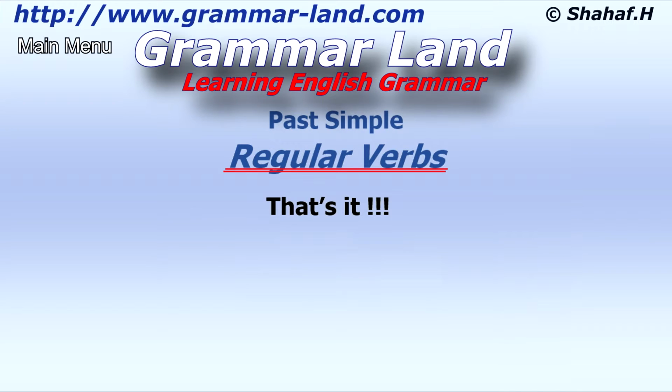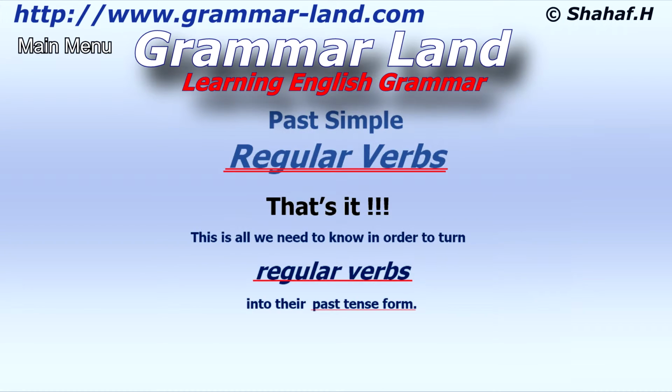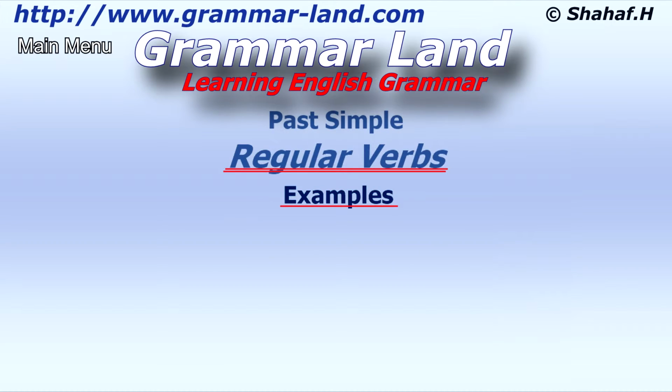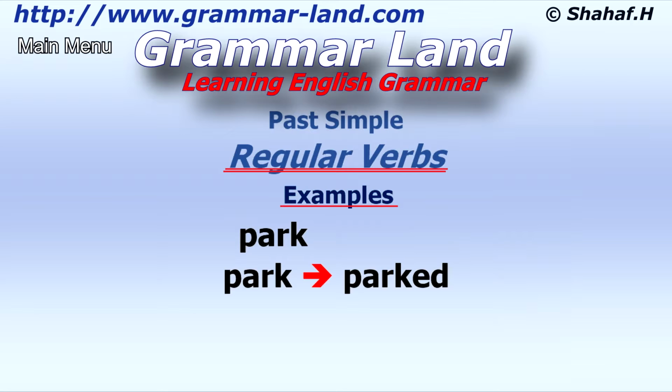That's it. This is all we need to know in order to turn regular verbs into their past tense form. Let's do a mixture of examples, which cover all the possibilities we have just learned. Examples are the best way to understand the material. Park. The verb park does not end with e, nor with consonant plus y, and there is no sandwich here, therefore it's a simple regular verb, and we just add ed to it. Park. Parked.